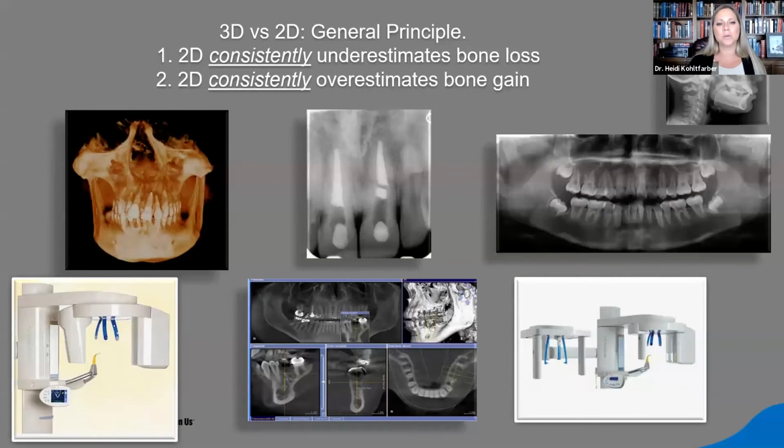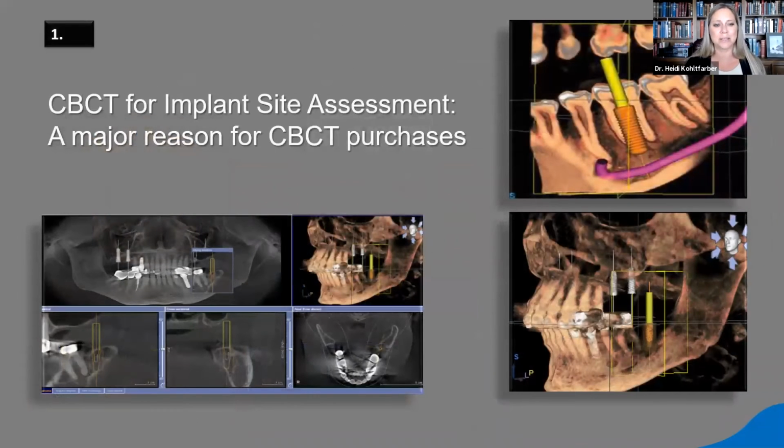All right, a general rule of thumb that we do see is that 2D will consistently underestimate the bone loss as well as overestimate the bone gain. And we see that time and time again. So we have many examples. But again, the number one reason for CBCT coming into dentistry was really that implant site assessment.